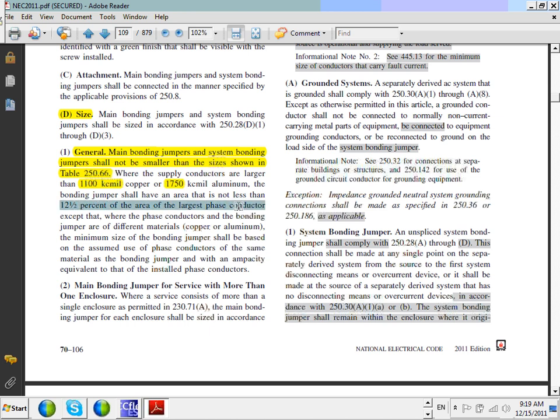multiply the service by this amount, by 12.5%. This is extremely important, guys, for the main bonding jumper. So you take your sets, add them up, multiply them by 12.5%, only if you are higher than 1100 kcm. Does that make sense? Up to 1100 kcm, guys, the grounding electrode conductor as well as the main bonding jumper are the same. They're basically the same size.